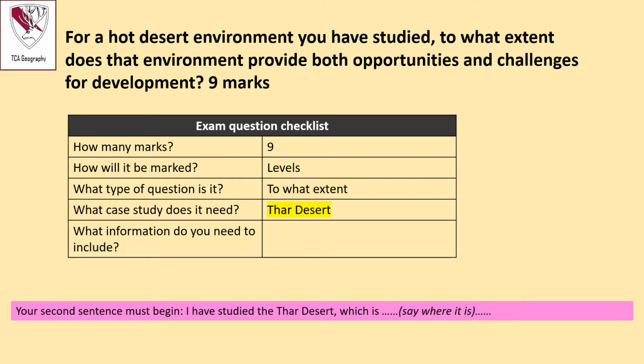On to the case study. Well, this particular question calls for a hot desert environment you have studied. Therefore, your second sentence will begin, I have studied the Thar Desert, which is... don't just tell me it's a hot desert, say where it is, because remember, you are trying to show a comprehensive and accurate knowledge and understanding.